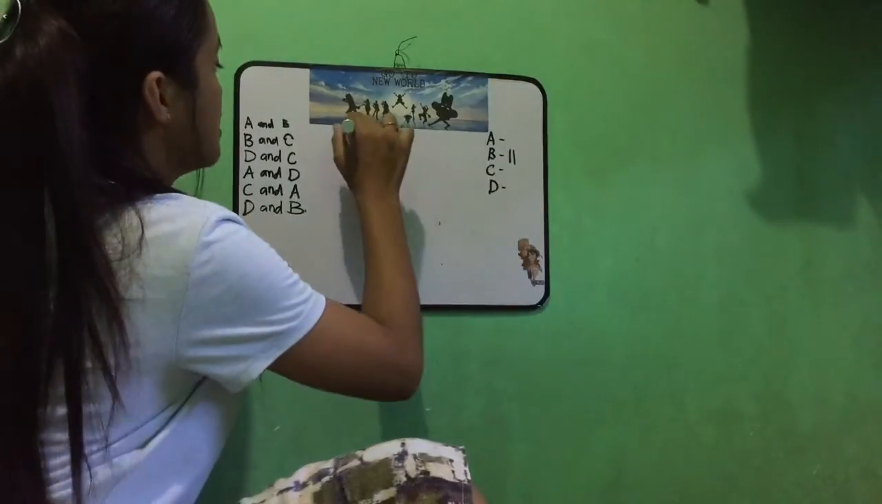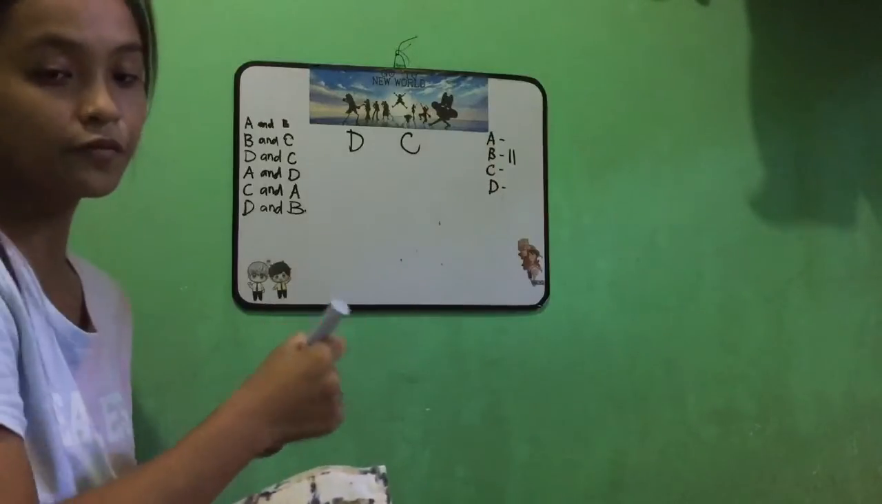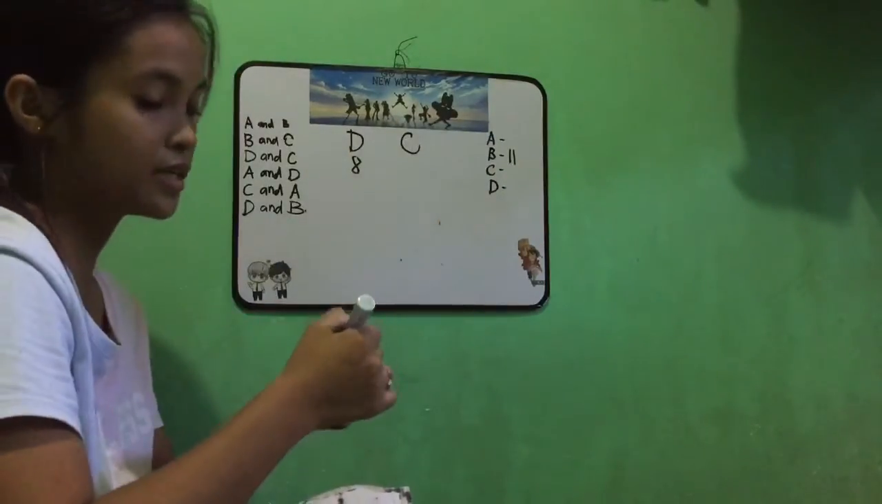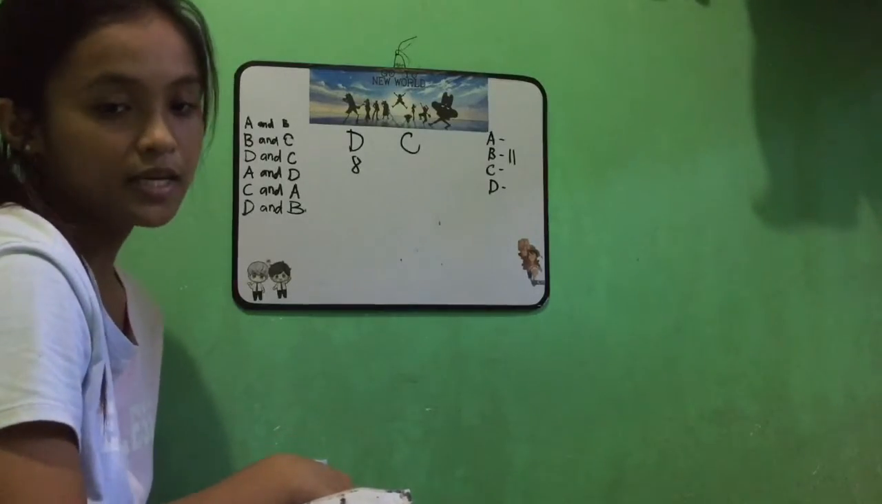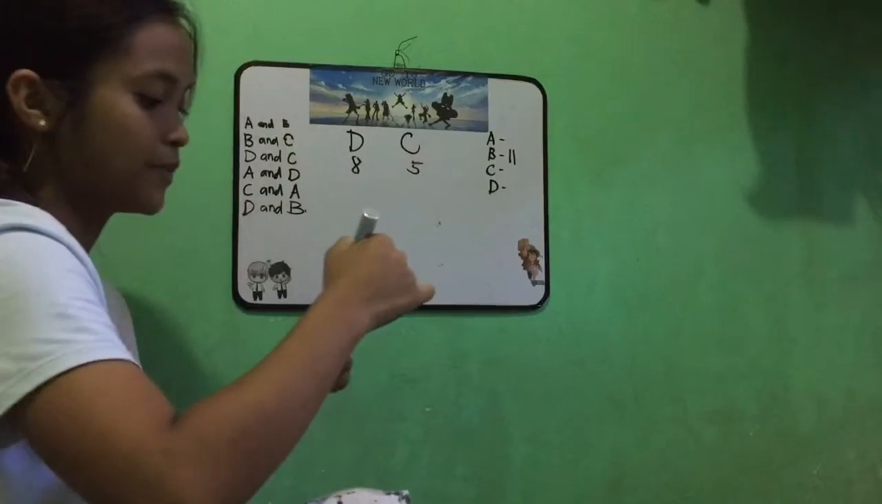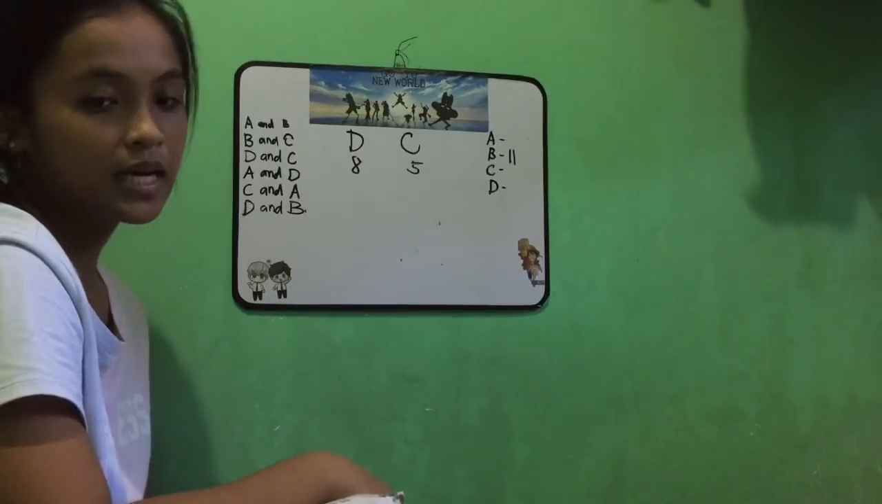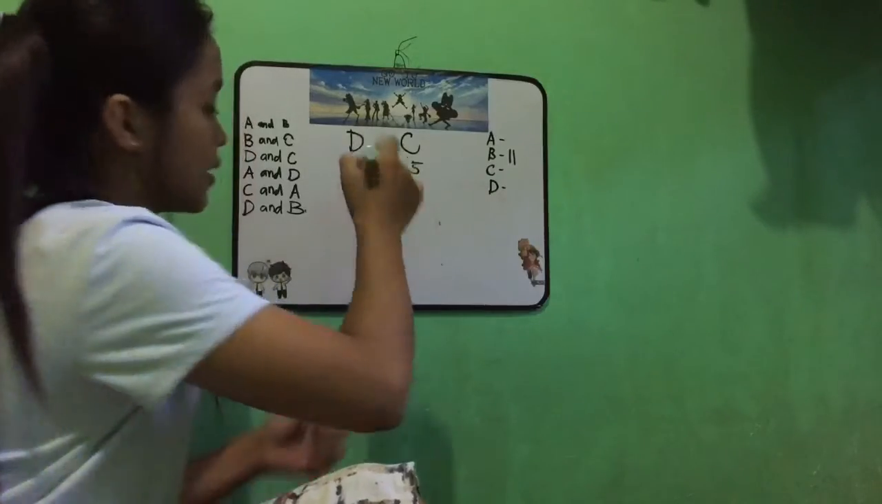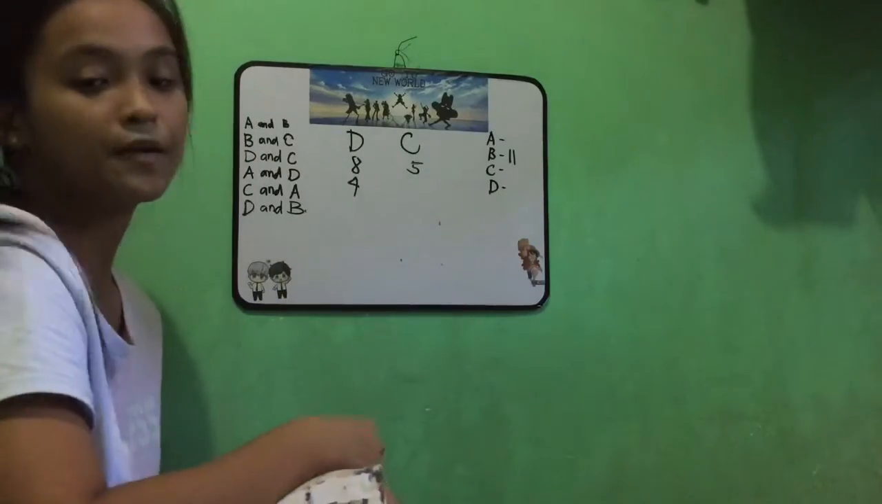Next pair is D and C. So in the first column, D will have 8 votes since it appeared earlier than C. In the second column, C will have 5 votes since it appeared earlier than D. In the next column, D will have 4 votes since it appeared earlier than C.